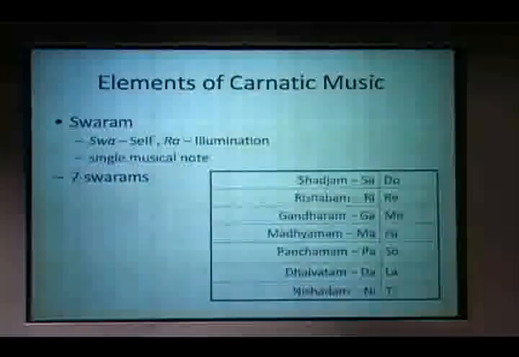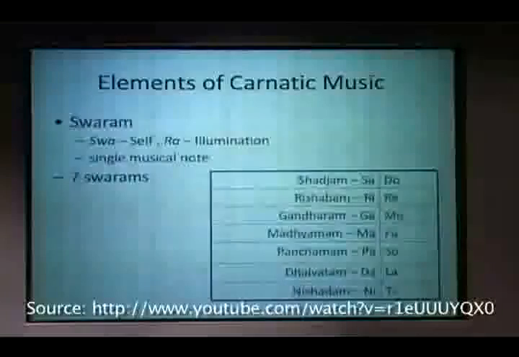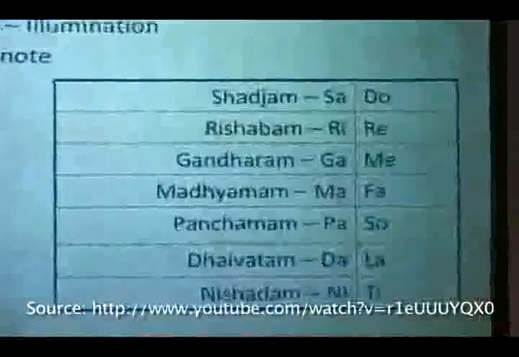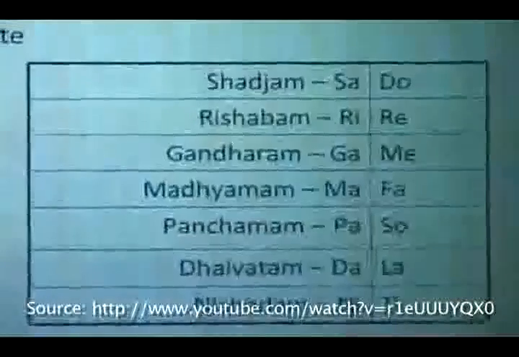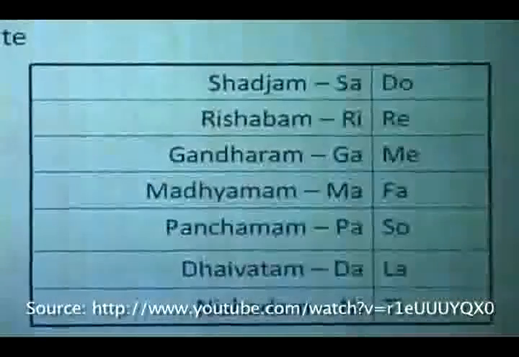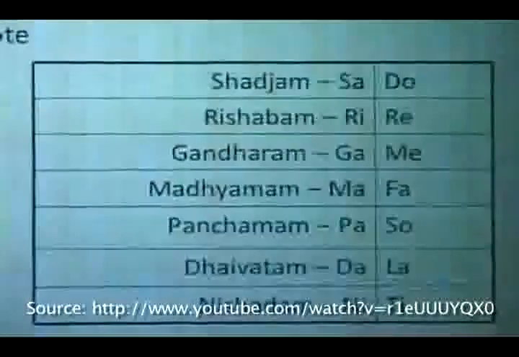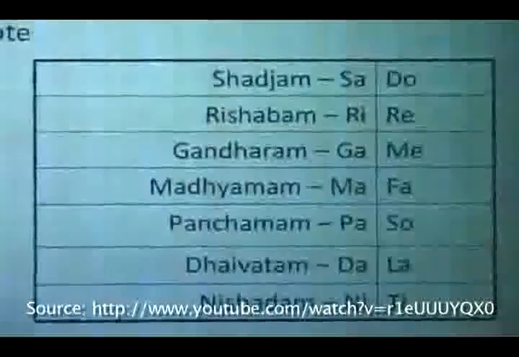The 7 Swarams are Sa, Ri, Ga, Ma, Pa, Da, Ni. They come from Shadjam, Rishabham, Gandharam, Madhyamam, Panchamam, Dhaivatam and Nishadam.